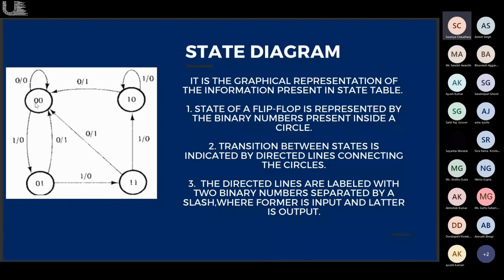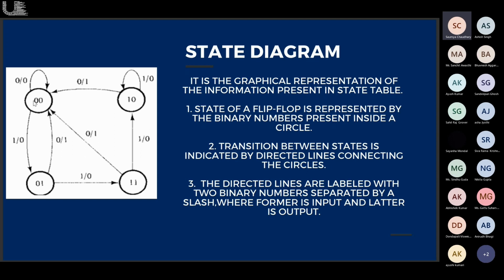Like if the present state of the system is 0, 0, and we give the input 0, the next state of the system will remain as 0, 0, and the output will be 0. So this is the input, and the second one is the output, which we write after the slash. The present state is written inside the circle, and we denote the next state with that arrow.